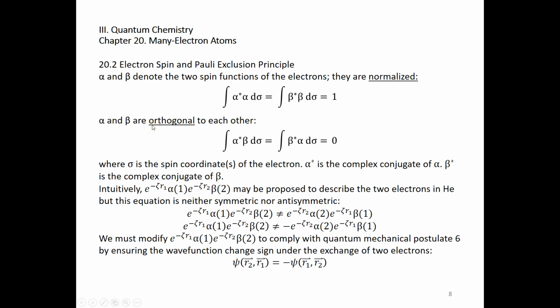Alpha and beta are orthogonal to each other. So the integral of alpha star beta is 0. The integral of beta star alpha is also 0. Sigma, again, is the spin coordinates of the electron. You may imagine this sigma contains also three variables, a radius, a value of theta, and a value of phi for the electron spin.